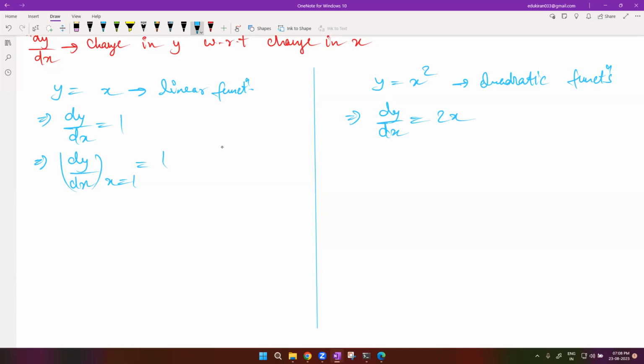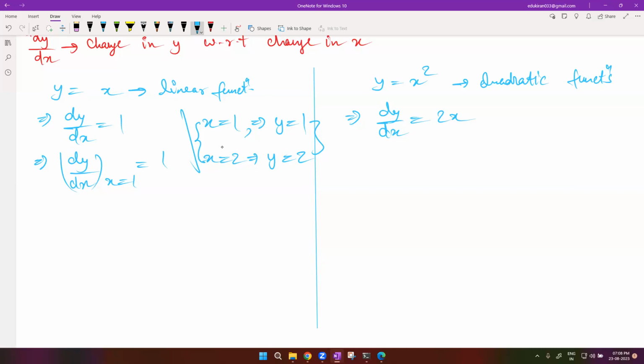Now, what does this mean? Let's say you take x equals 1. In that case, y is also 1. Now take x equals 2. Now y is also 2. Now observe the change that happened in x and in y. If x increased by 1, then y also increased by 1. The change in x is basically equal to the change in y. That is what it is saying.